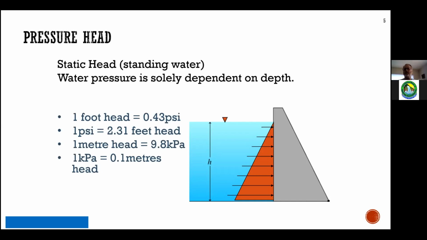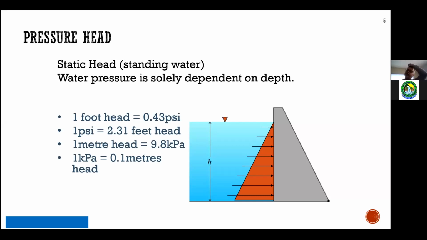But the metric pieces of this are 1 meter of head. So water in a cylinder, 1 meter in depth, the pressure gauge, if it's sensitive enough, will read 9.8 kPa. And if it's really sensitive, 1 kPa would measure 0.1 meters of head. And that's all we're dealing with. It's really that simple. Elevation can be converted into measurements of pressure, typically in the metric system in kPa.